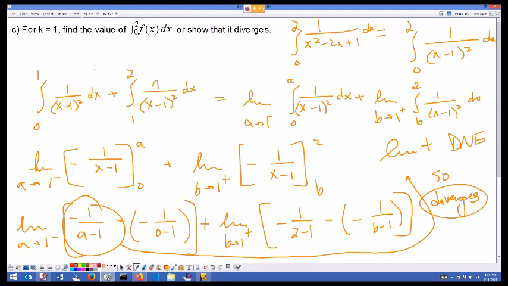Don't just write this and then say it diverges, because then they're going to say, well, you don't know how to evaluate that, you just took a guess. So the reason would be, you would say it doesn't exist. You could just write that the limit as a approaches 1 from the left of -1 over a minus 1 doesn't exist, or you could say the same thing for the one of -1 over b minus 1. That one doesn't exist, and therefore it diverges.